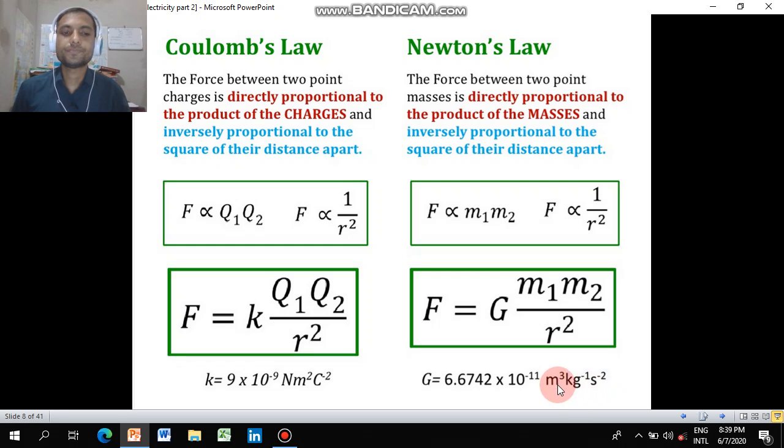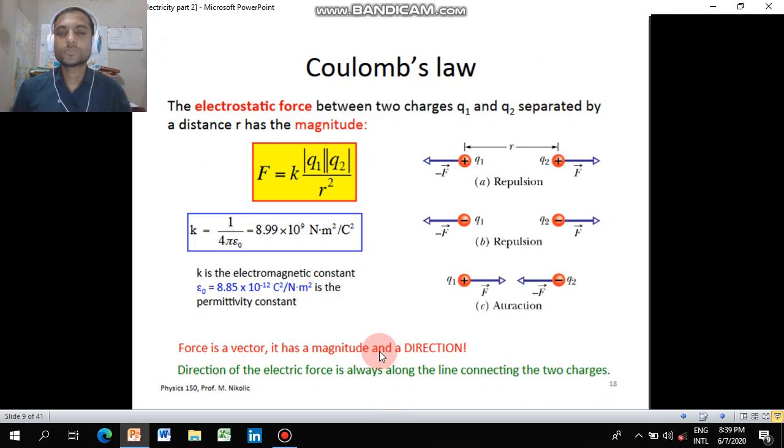Coulomb's law. The electrostatic force between two charges Q1 and Q2 separated by the distance r has the magnitude F equal to K Q1 Q2 by r square. Q1 and Q2 are the two charges separated by the distance r, and its magnitude is F equal to K Q1 Q2 by r square, where K equal to 1 by 4 pi epsilon naught.